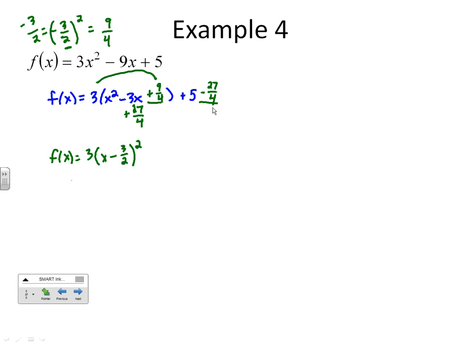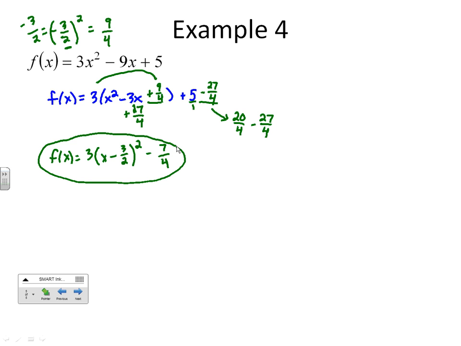Now, whenever I come over here and have to work out 5 minus 27/4, this would be like 5/1. So I need to make it 20/4 minus 27/4, which means that I really have negative 7/4. So that would be my answer on that one. I hope this clears up some of our issues on completing the square in order to put things into vertex form.